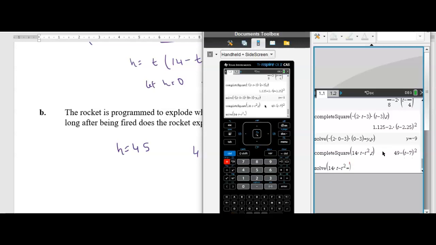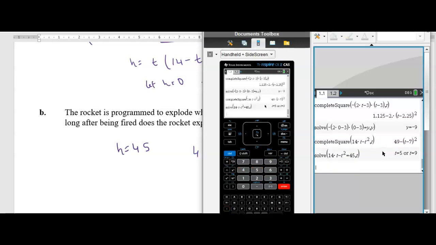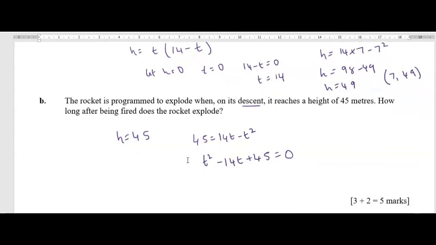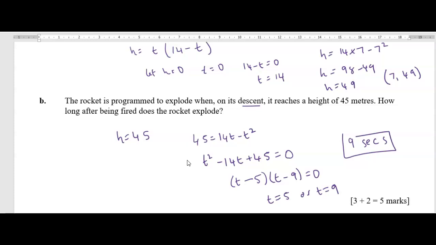All right, equals 45, comma t. All right, 5 or 9. Oh, I could have easily factorized that. All right, so basically that means (t minus 5)(t minus 9), if you're doing it by hand, equals 0. So t equals 5 or t equals 9. Now we want to do it on the descent, so it's at 9 seconds. Okay, because 5 seconds is when it goes up and 9 seconds is when it's coming back down again.